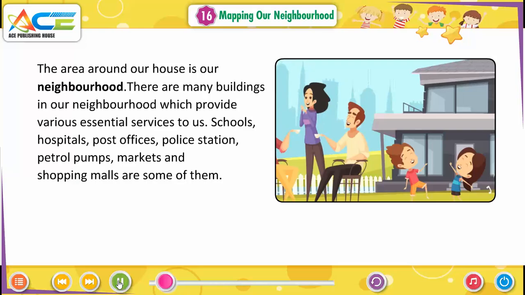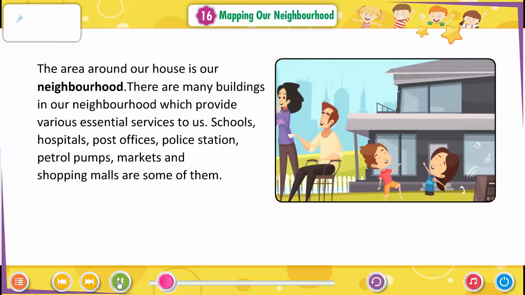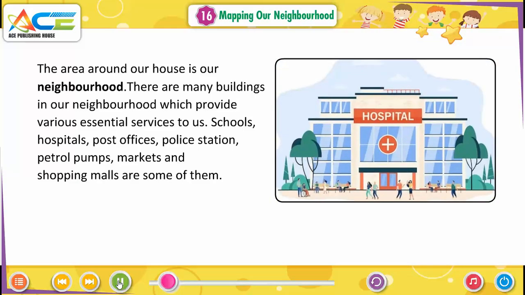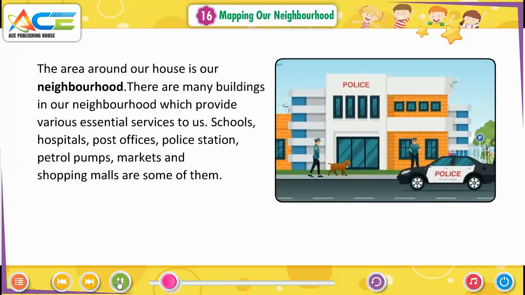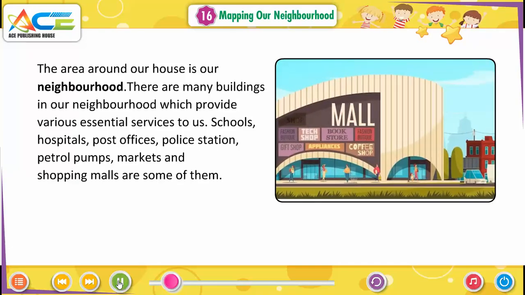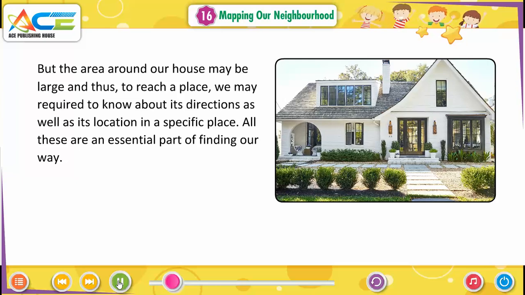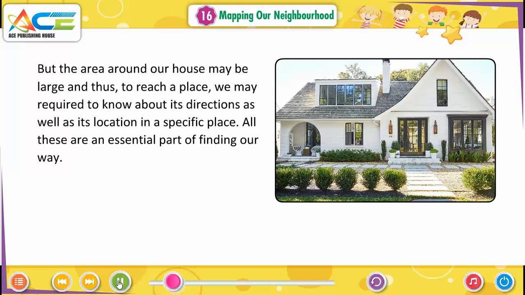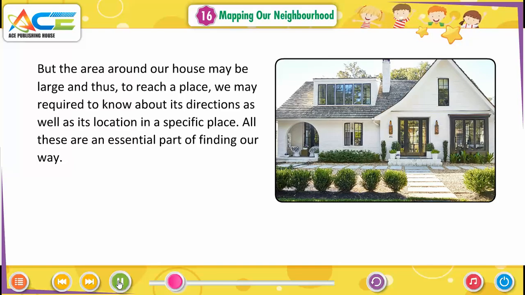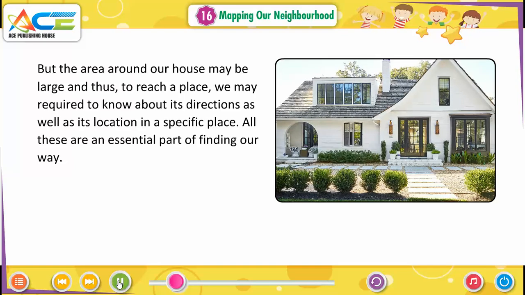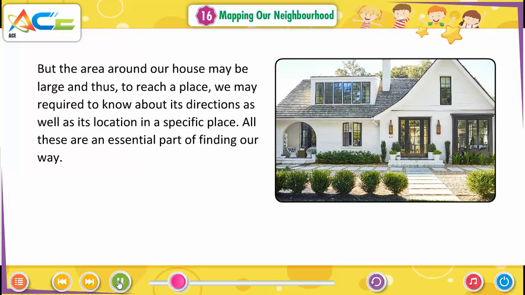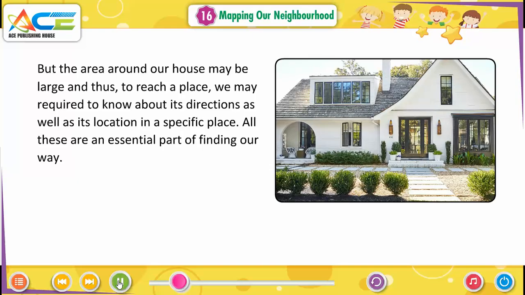There are many buildings in our neighborhood which provide various essential services to us. Schools, hospitals, post offices, police station, petrol pumps, markets, and shopping malls are some of them. But the area around our house may be large, and thus to reach a place we may be required to know about its directions as well as its location in a specific place. All these are an essential part of finding our way.